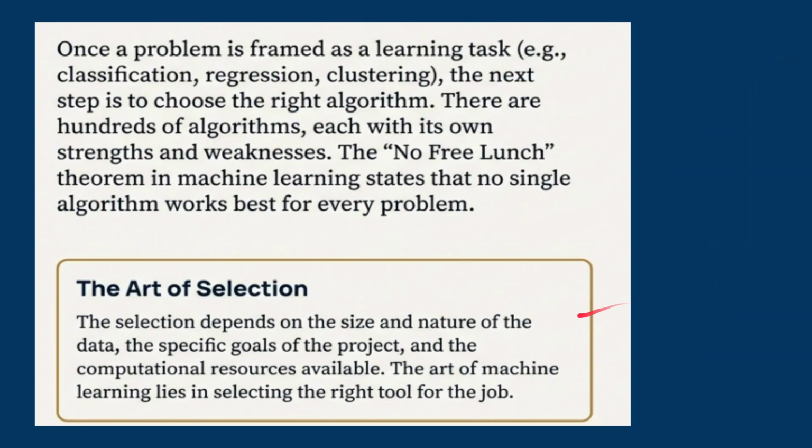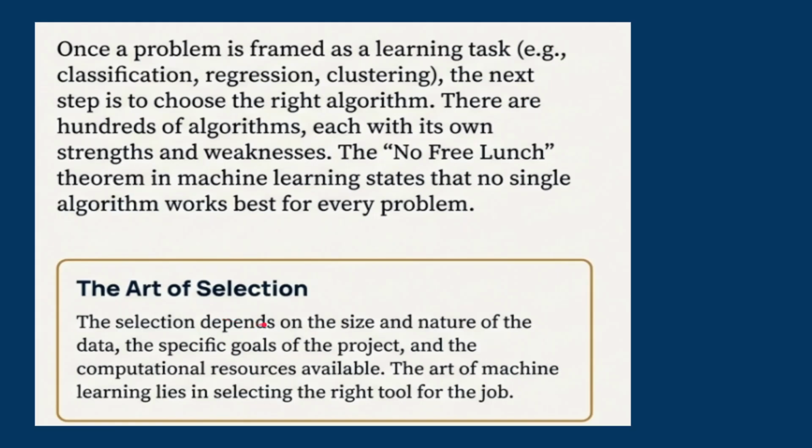Okay. So as a conclusion, they say once a problem is framed as a learning task, either classification, regression, or clustering, the next step is to choose the right algorithm. There are hundreds of algorithms, each with its own strengths and weaknesses. The no free lunch theorem in machine learning states that no single algorithm works best for every problem. Based upon the problem size, problem type, problem situation, and the size of data, the working of the algorithm may vary. That's what they said, no free lunch.